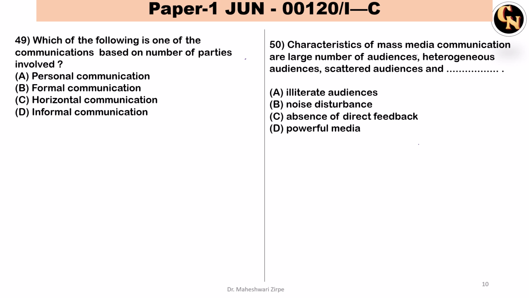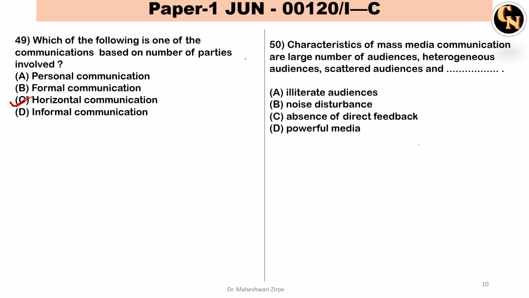Then next question is, which of the following is one of the communication types based on the number of parties involved? The options are personal communication, formal communication, horizontal communication and informal communication. The correct option here is horizontal communication. Okay, horizontal communication is one of the communication types based on the number of parties involved.